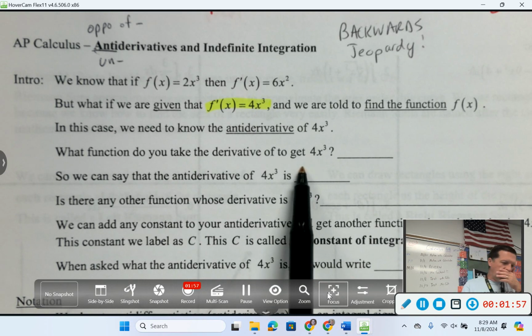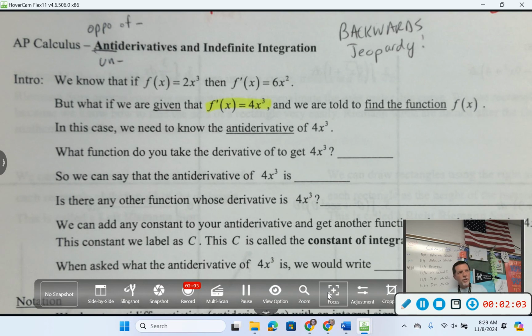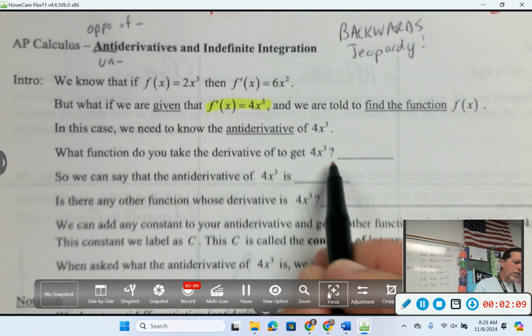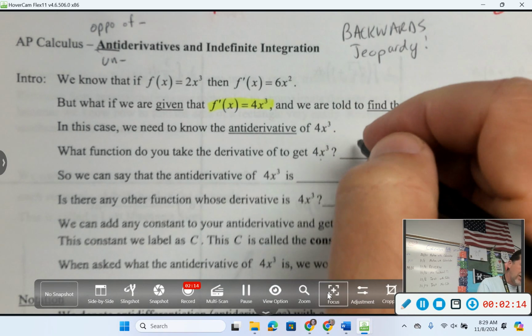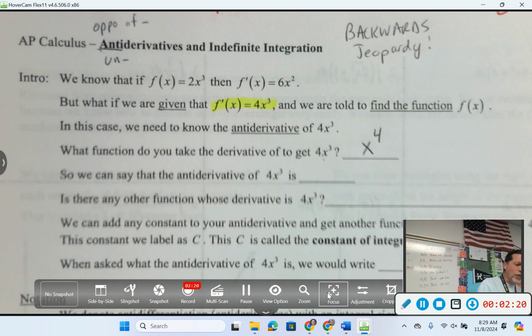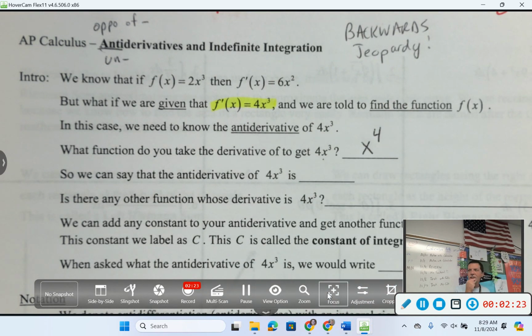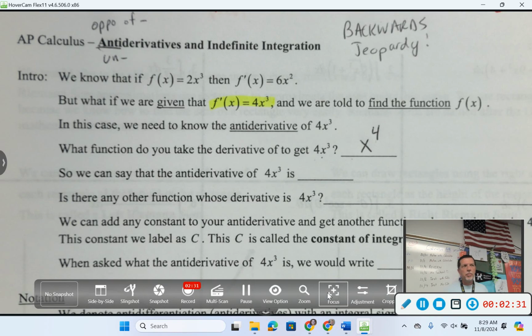You can probably figure this one out just by thinking about it, and that's what a lot of these are. Do you know the rules forward well enough to use them in reverse? So can anybody figure out what the original function was? Who has a derivative of 4x cubed? I definitely heard x to the fourth, because the power has got to go down by 1. And that's it, because if I took the derivative of x to the fourth, the 4 would come down and I would get 4x cubed. So that one wasn't too bad to just think about and come up with.